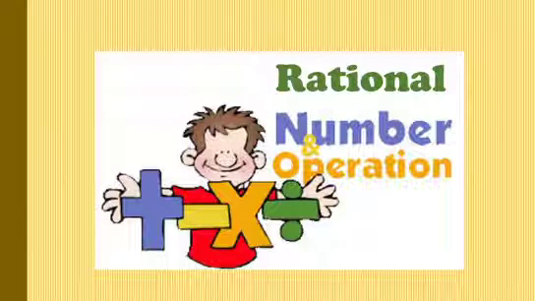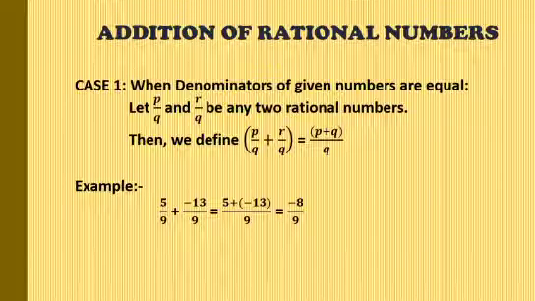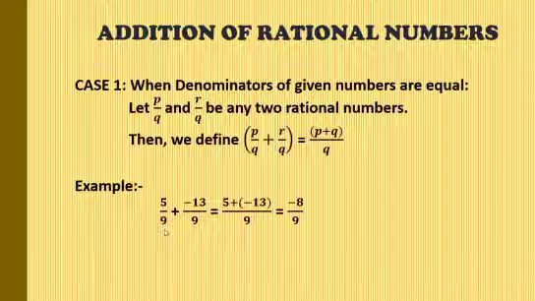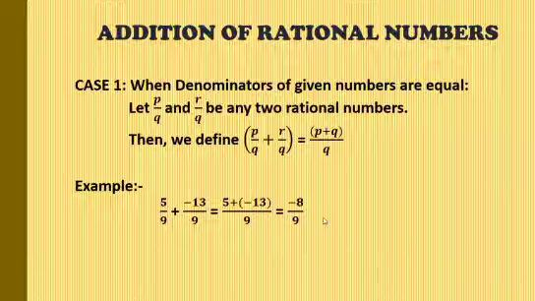Let's understand rational numbers and their operations. Addition of rational numbers. There are two cases. In the first case, when the denominators of the given numbers are equal. Such type of problems we already solved in the previous class when we solved the addition of fractions. When denominators are the same, we have to add the numerators. In the example, we can see that both denominators are the same, 9 and 9. So simply we have to add the numerators, and we can get the answer.